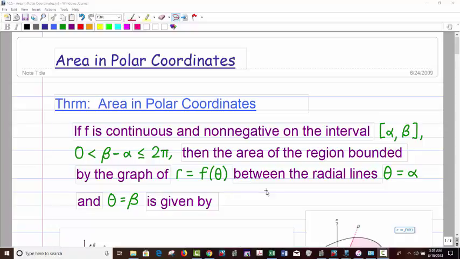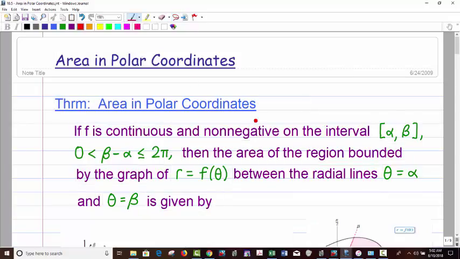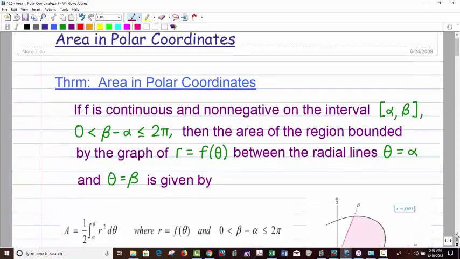This video is entitled Area in Polar Coordinates. So we're going to look at how to find the area of polar graphs. So let's examine this theorem.